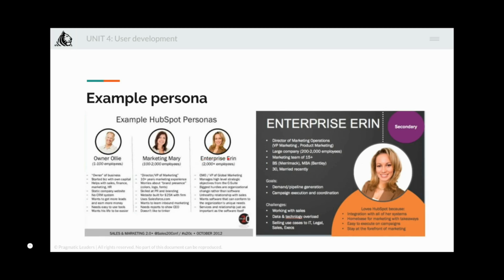Similarly, enterprise Erin, director of marketing operations, VP marketing, large company, 2,000 odd employees, marketing team of 15 plus, and so on. 30 married recently, and so on, right? So now you can really exactly identify what are the goals, what are the challenges, and you can clearly design or give a clear aim to target, right? And by the way, this owner Ollie, marketing Mary, and enterprise Erin, this is the name of the archetypes in this particular case, right?